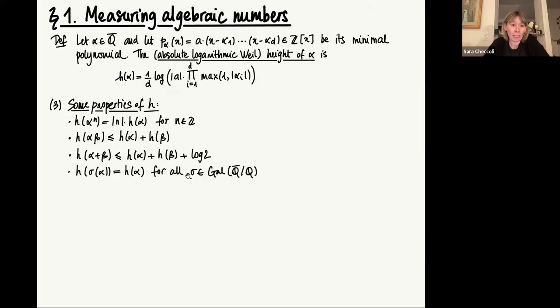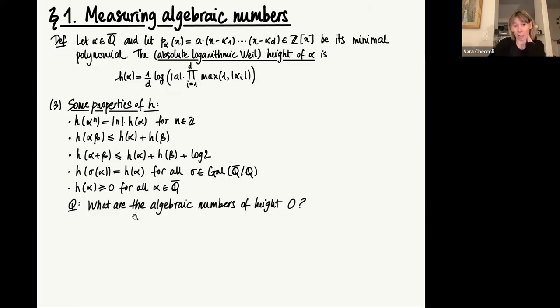Okay, and finally, it's very easy to see from this definition that the height is invariant under Galois action. So all the conjugates of alpha will have the same height. And also that this function is a positive function. Okay, so they're all positive quantities here. So the function is positive, and a first question could be, where does this function take its minimal values? What are the algebraic numbers of height zero? If one is interested in points of small height, this might be the first good question.